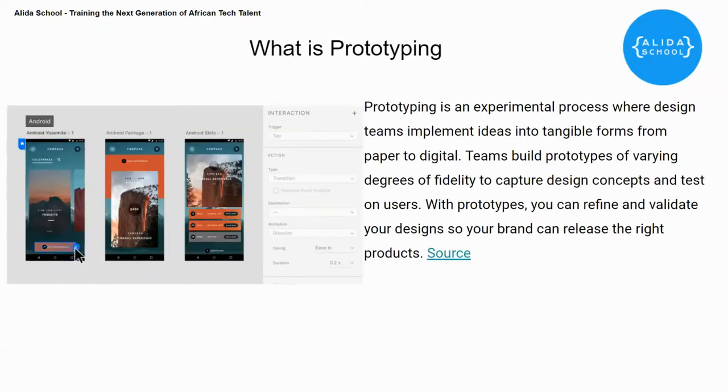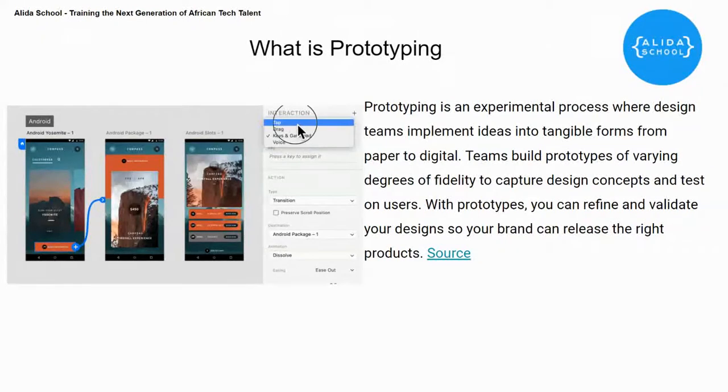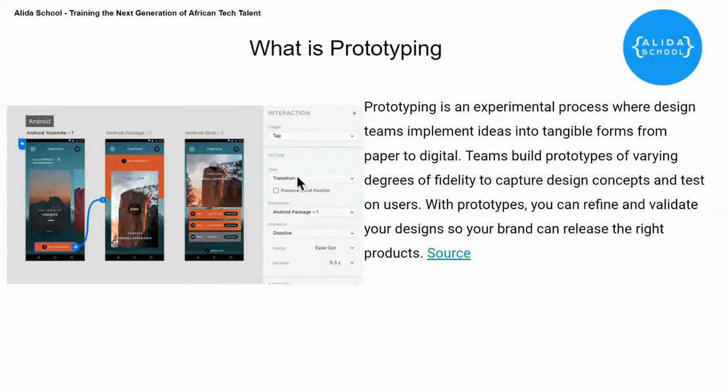So, what is prototyping? Below, you see an example of a design I made. So, this is how you would prototype a mobile application. And what is prototyping? It's an experimental process where design teams implement ideas into tangible forms from paper to digital. Teams build prototypes of varying degrees of fidelity to capture design concepts and test them on users. With prototypes, you can refine and validate your designs so your brand can release the right products.